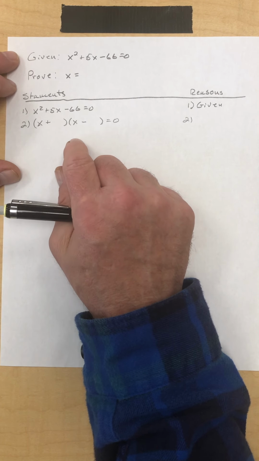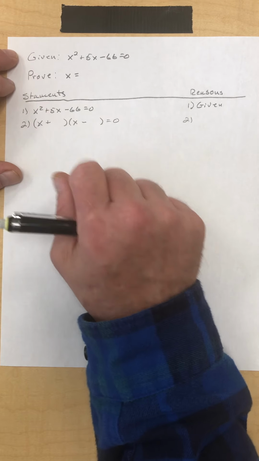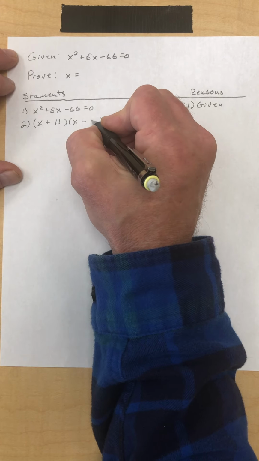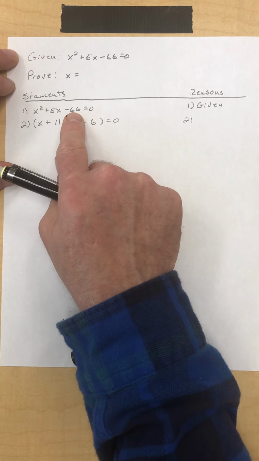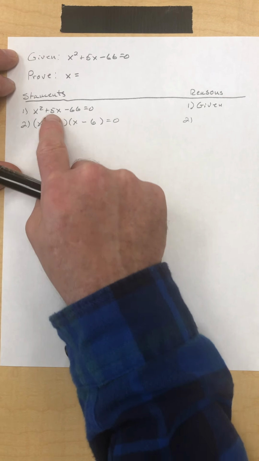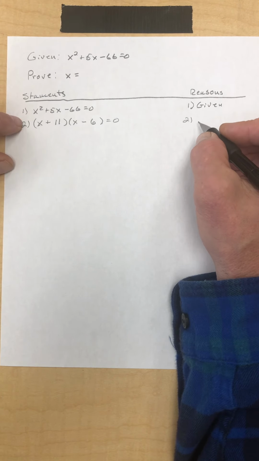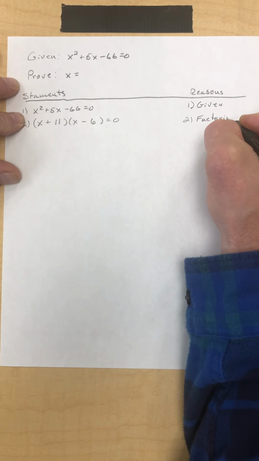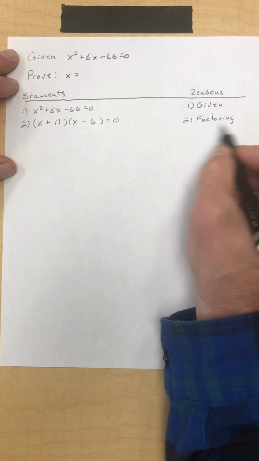So I just ask, what are the factors of negative 66 that add up to positive 5? That would be a positive 11 and a negative 6. 11 times negative 6 is negative 66, and 11 plus negative 6 is positive 5. What would your reason be? This is just a type of factoring that everybody learns in algebra, so we just say factoring. There are a number of different types of factoring, and any one of them could be used right here.